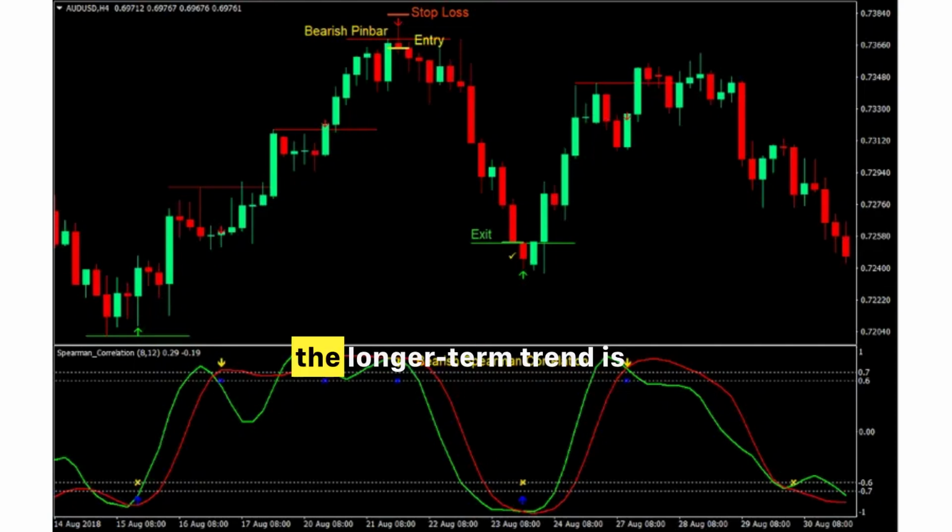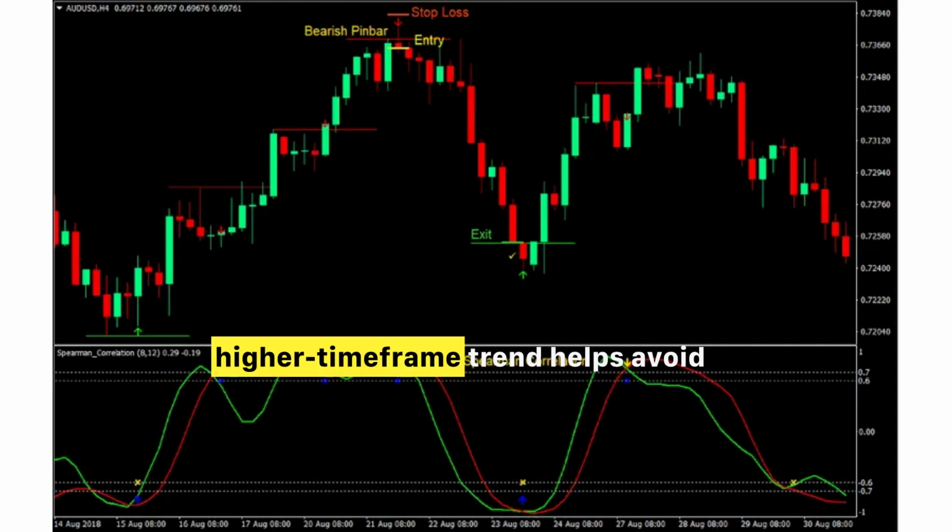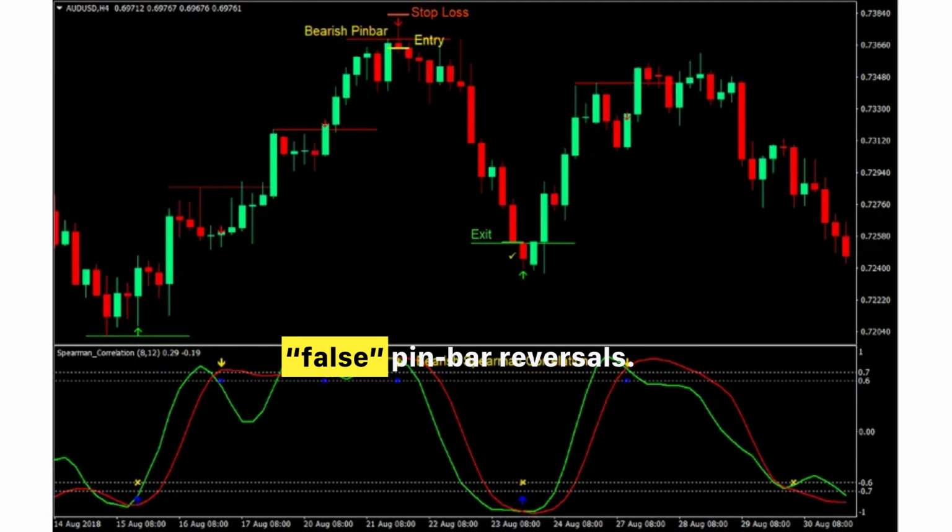Only take trades when the longer-term trend is on your side. Even though it's a mean reversion strategy, aligning with higher time frame trend helps avoid false pin bar reversals. And always size your stop so you don't risk too much. Never ignore that pin bar stop.